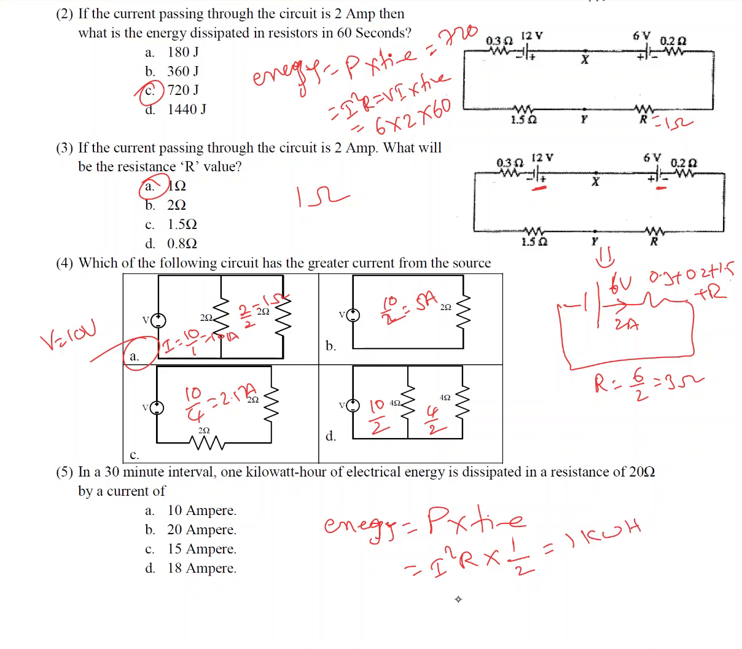Okay, so what is the I value? I equals the square root of 2 kilowatt hour, which cancels, 2 kilowatt divided by the R value given, and the square root of this will give you the current, which is 2000 divided by 20, square root of, is it 100? Square root of 100 is nothing but 10 amperes.